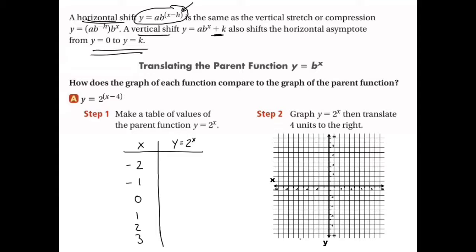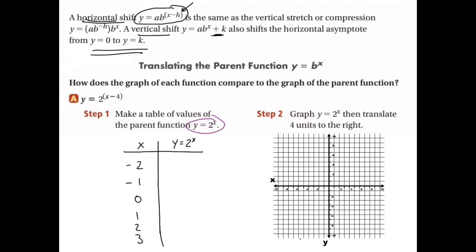All right, so let's just look at this first example. It says, how does the graph of each function compare to the graph of its parent function? And here we've got this lovely equation, y equals 2 to the x minus 4 power. The first thing we want to do is complete our table, in this case just for the parent function, just for the original. Then we'll do the transformation based on that.